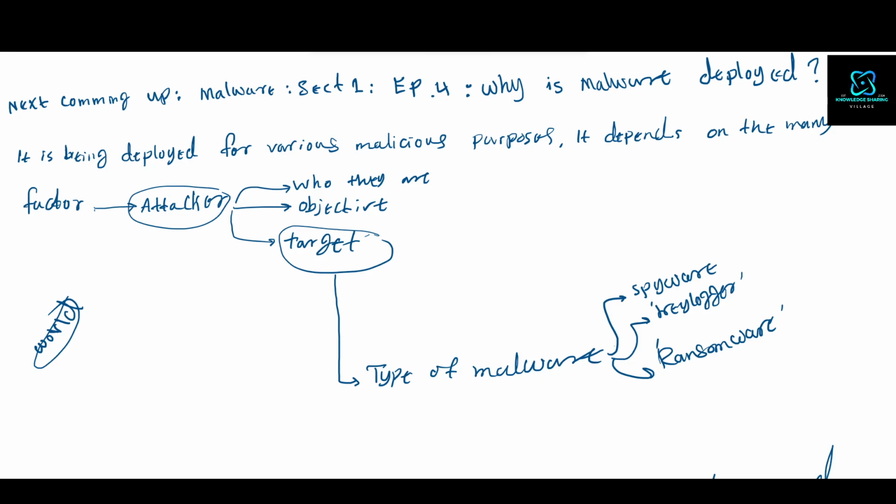This is the fourth episode. In the first section of this episode, we are going to try to find a satisfactory answer to the question, why is malware deployed?